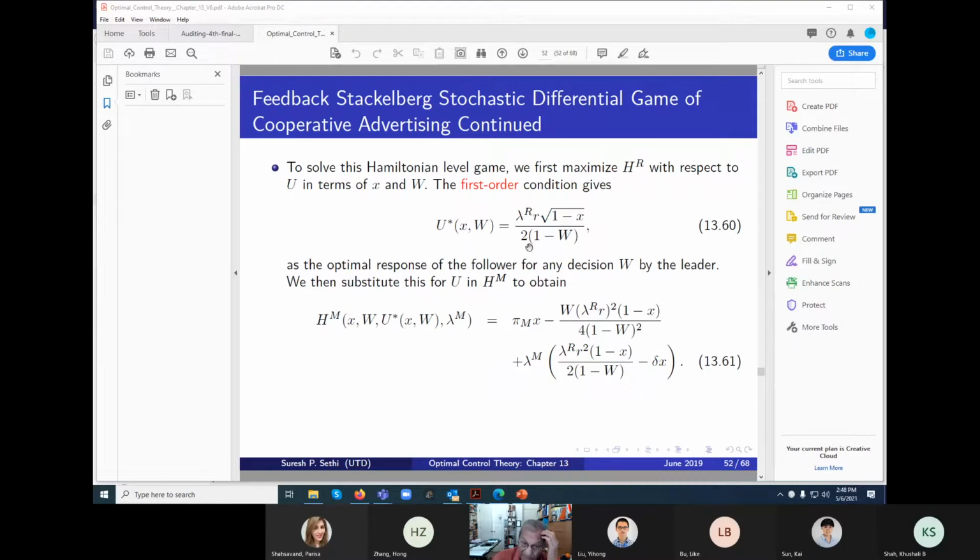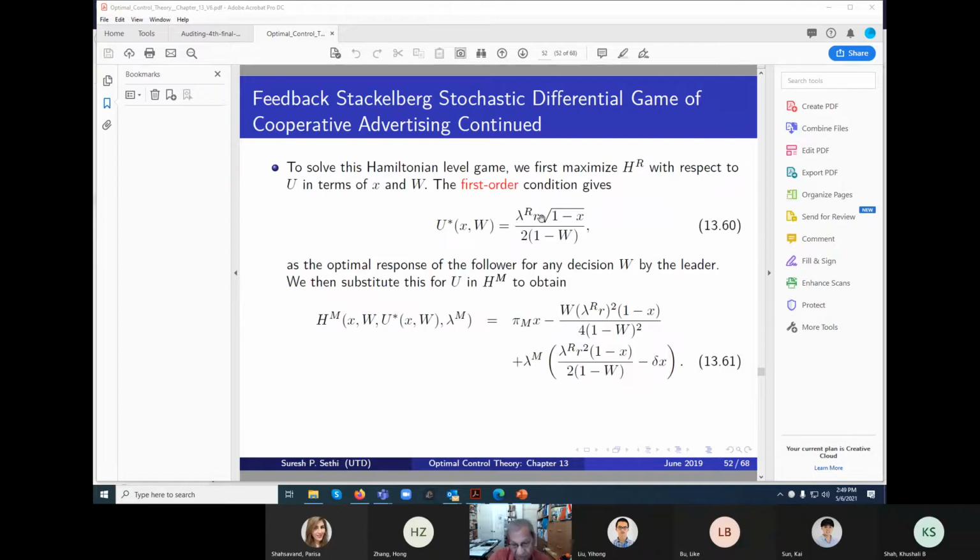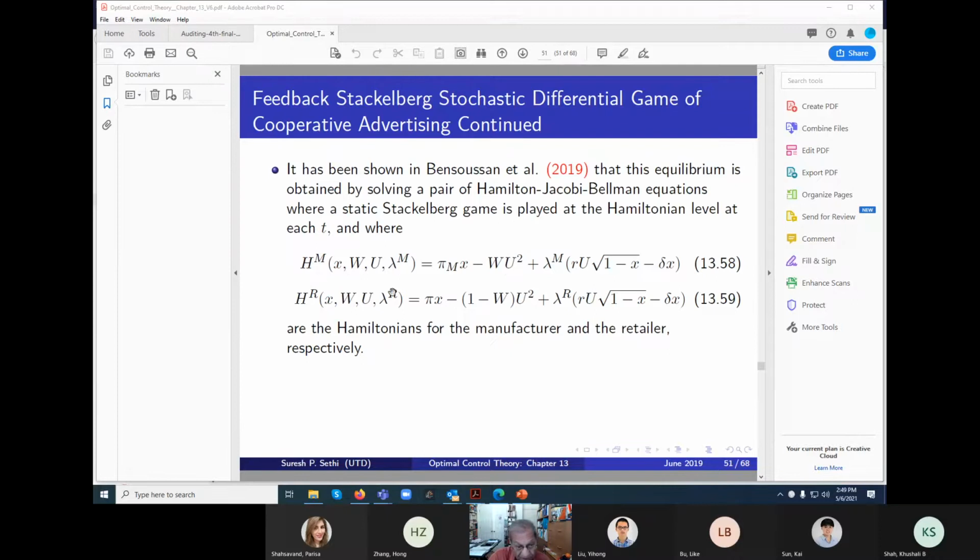This is the response function. This is like the quantity being a function of wholesale price. But in a single period problem, the state doesn't matter because it's fixed. Right now the state is going to change over time, so we need to put x in there as a function. That's not there in the single period newsvendor problem. That one can be substituted in the manufacturer's Hamiltonian, just like a single period problem. The manufacturer, to find w, should take into account the response, so he's going to plug that into this formula.